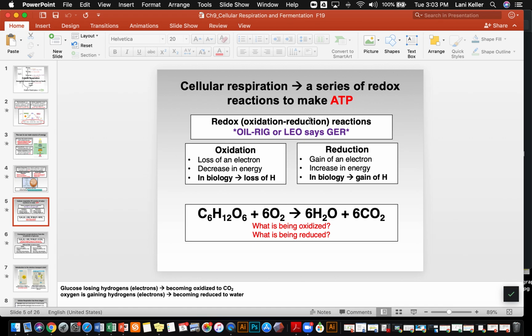Remember, redox is oxidation-reduction reactions, where oxidation is a decrease in energy, and we're really looking for a loss of an electron or a loss of a hydrogen. In reduction reactions, you are gaining an electron, and you are gaining an H, and you are increasing in energy, all right? So here, when we look at the reaction of cellular respiration, glucose is losing hydrogens and electrons to become oxidized into carbon dioxide. Oxygen is gaining electrons and becoming water, right? And that's a reduction.